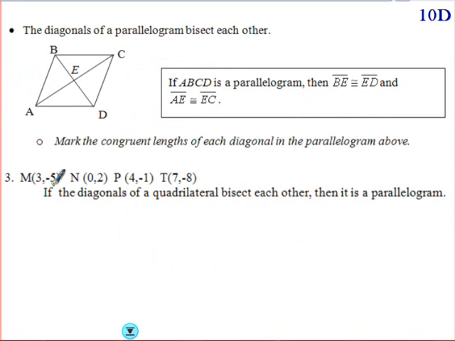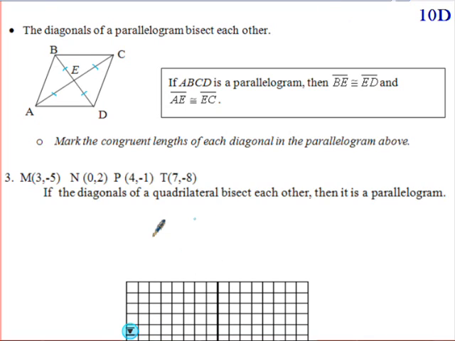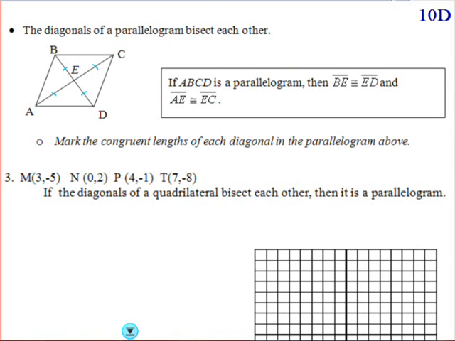Here it says the diagonals of a parallelogram bisect each other. Okay? So if this is congruent to this and this is congruent to that, then we have a parallelogram. So we're given some points. So to do this, again, let's throw a coordinate plane on here. I think the coordinate plane on this one can make the problem a little bit complicated. So I might draw the initial shape.